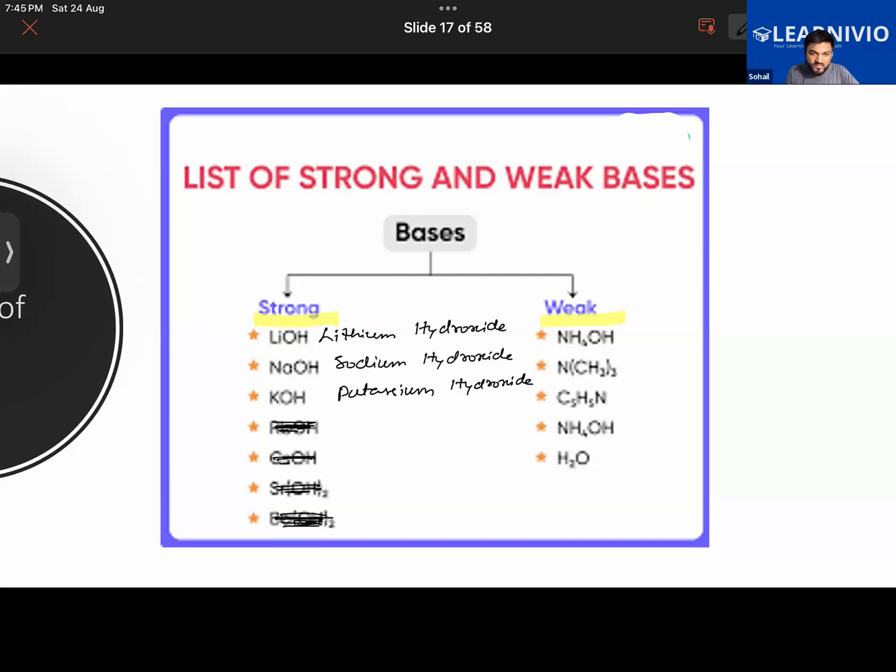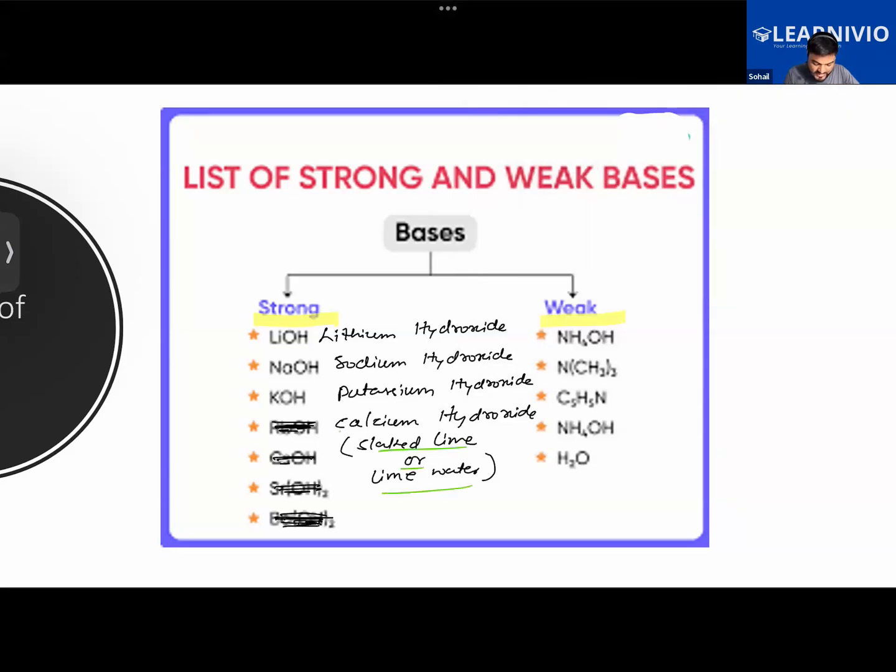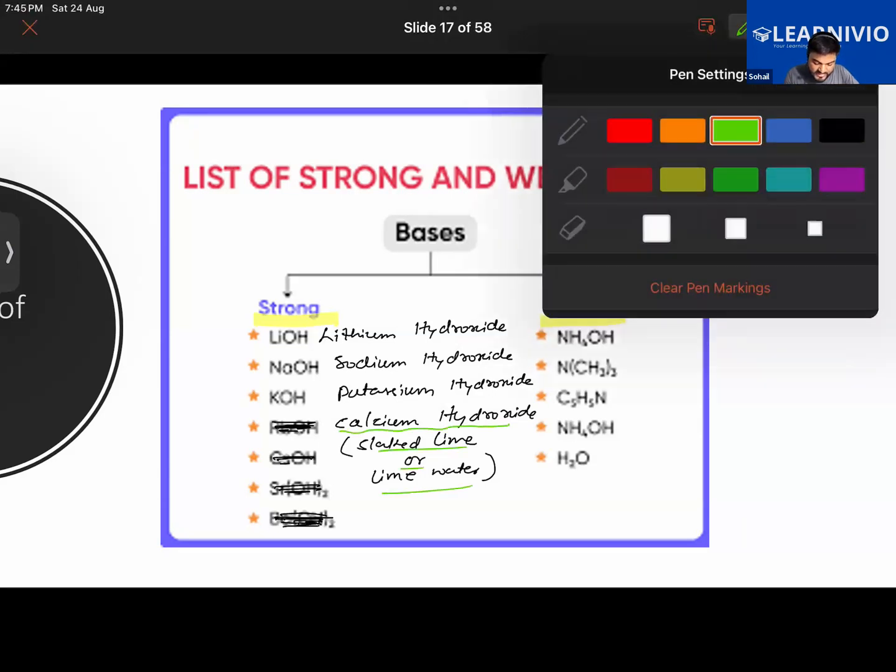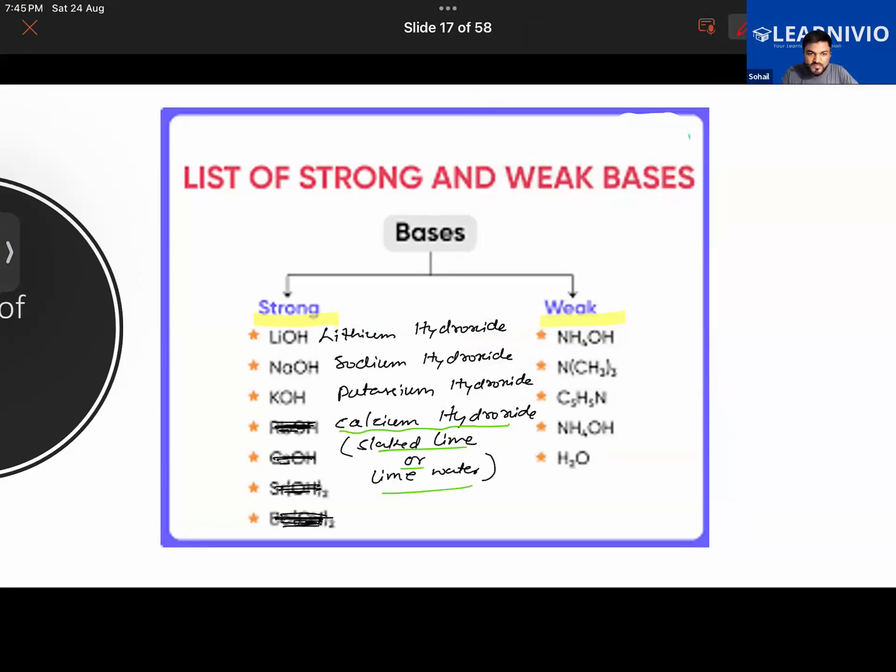These are not that much important. Instead of this, memorize this one. Calcium hydroxide, which we also call slaked lime, or we also call it lime water. This is important. Remember that calcium hydroxide is also called slaked lime or lime water. So these are some examples of the strong bases which we have.